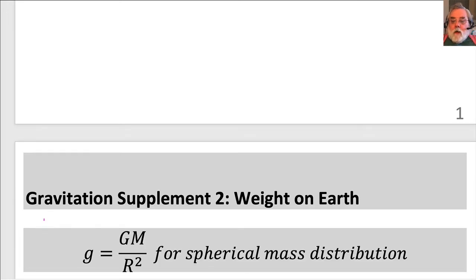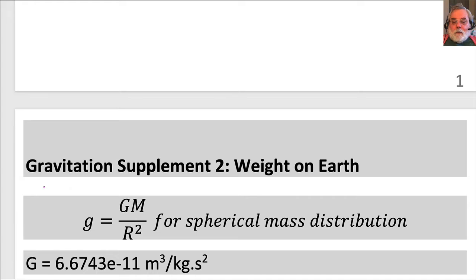In the main course, we saw that the surface gravitational attraction for a spherically symmetrical mass distribution is GM over r squared. Earth is close to a sphere, but it is squished at the poles and bulging at the equator, closer to an oblate spheroid than a sphere. Capital G has this value, 6.67 by 10 to the minus 11 meter cubed per kilogram second squared. The uncertainty in Newton's gravitational constant is 22 parts per million, more than 100,000 times greater uncertainty than for the other fundamental constants of physics.